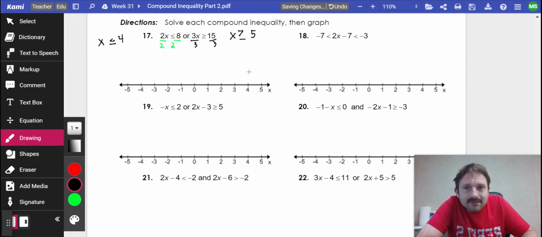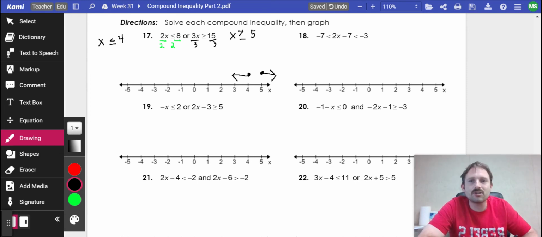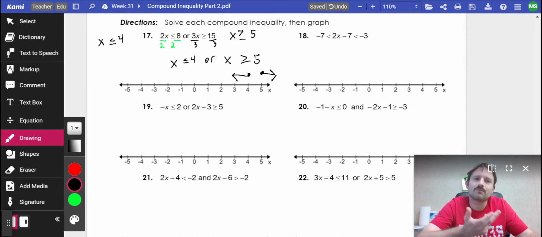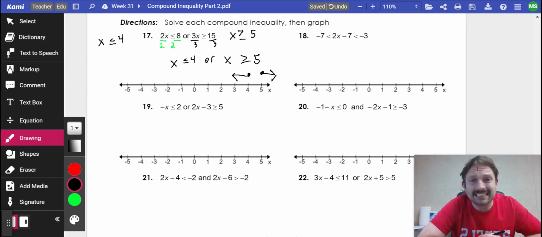So if x is less than 4 and x is greater than 5, well, that's my solution set. My solution set is going to be all numbers below or equal to 4, or all numbers above or equal to 5. That's it. All done. Let's continue to number 18.